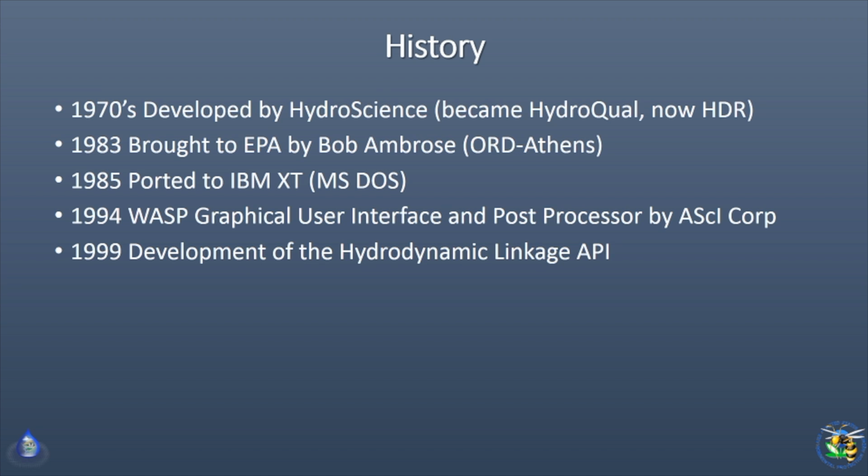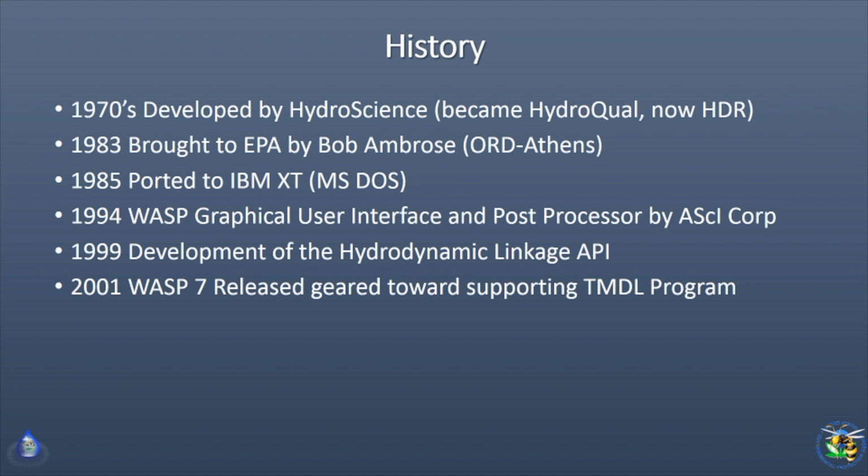In 1999, we developed the hydrodynamic linkage application program interface, which allowed WASP to communicate with three-dimensional hydrodynamic models, such as EFDC. In 2001, WASP 7 was released, and it was geared to supporting the TMDL program. So a lot of the enhancements that were made in the earlier versions of WASP 7 were directly related to supporting decisions that had to be made in the TMDL program.